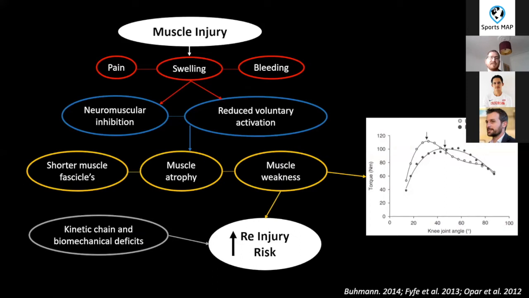And muscle weakness after injury can be partly explained by atrophy of the muscles, but also by the decreased ability to activate the available muscle fibers and motor units. So this is known as voluntary activation. And additionally, spinal reflex activity from swelling and pain may also alter efferent motor output that reduces muscular strength, with all of these contributing to an increased risk of re-injury.